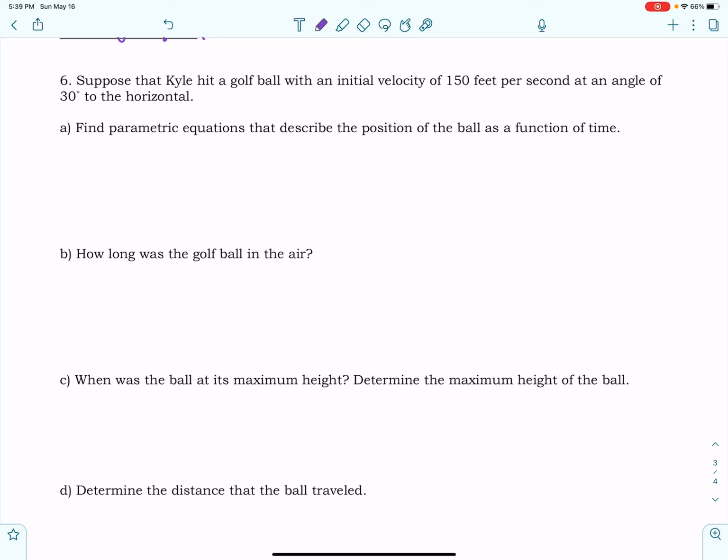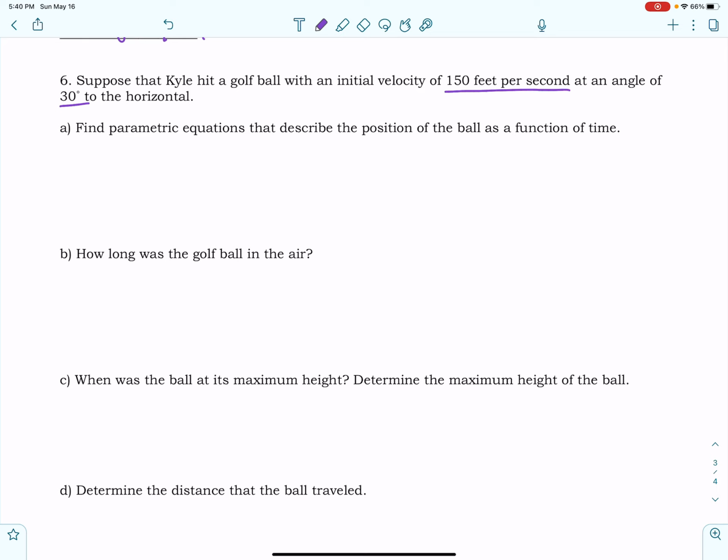All right, pre-cal, in this video, we're going to look at an application problem for parametric equations. I'm going to talk kind of fast, so you may have to pause this and re-listen to some stuff. Okay, so suppose that Kyle hit a golf ball with an initial velocity of 150 feet per second at an angle of 30 degrees to the horizontal.